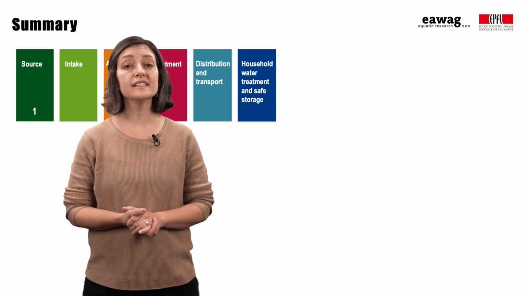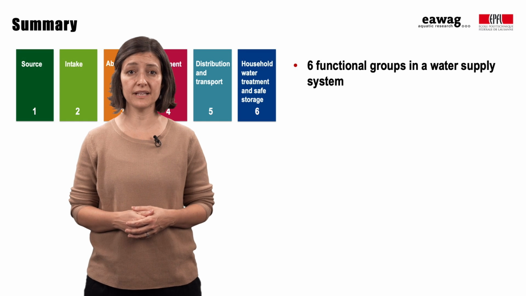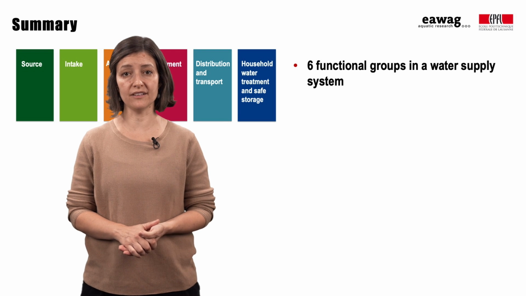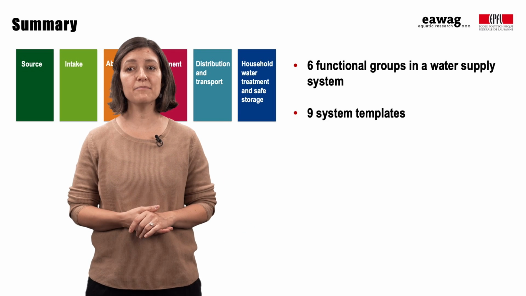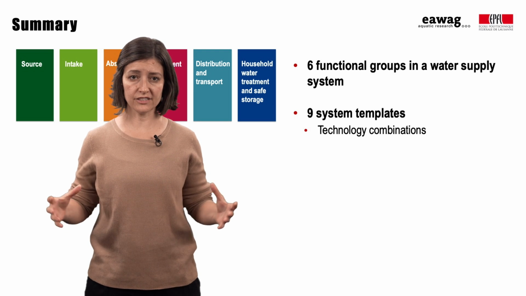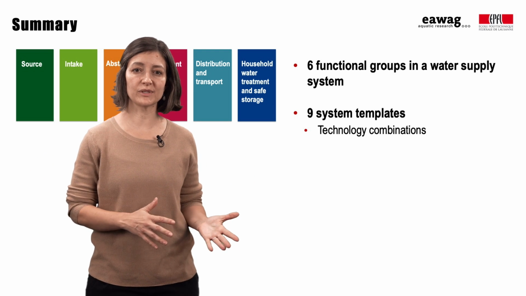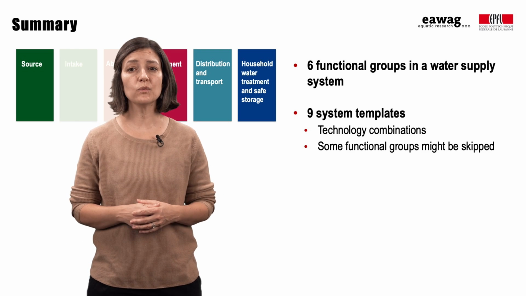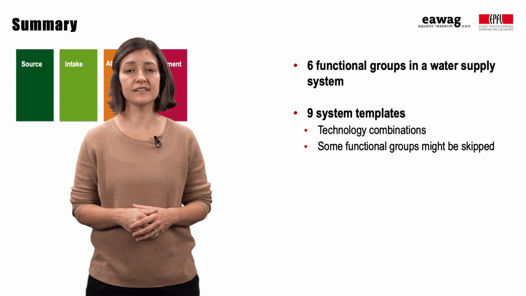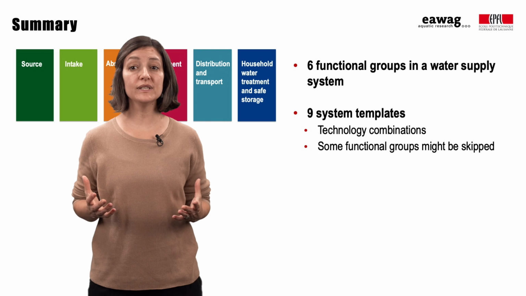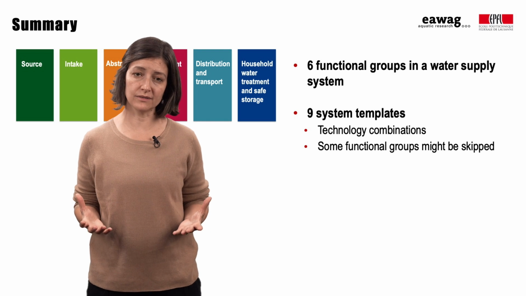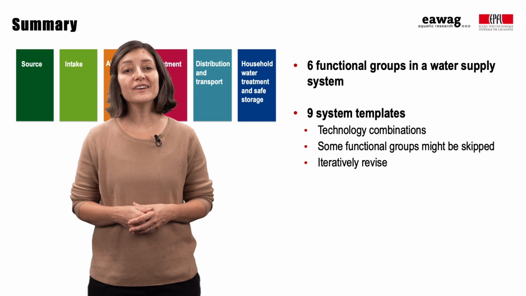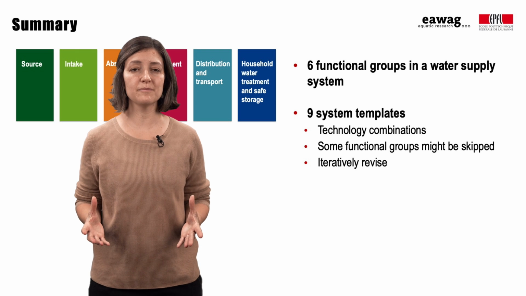So, in summary, you were introduced to the 6 functional groups of a water supply system using the example of a pipe distribution system serving a small town. This is one of 9 system templates that visually show how different technologies are combined to deliver water from source to consumer. Now, some water systems might skip certain functional groups, but water will always move from left to right across the template. Finally, we talked about how system templates are adaptable tools and they should be iteratively revised as new information becomes available. So if you're interested in learning more, take a look at the Water Compendium on the course reading list.